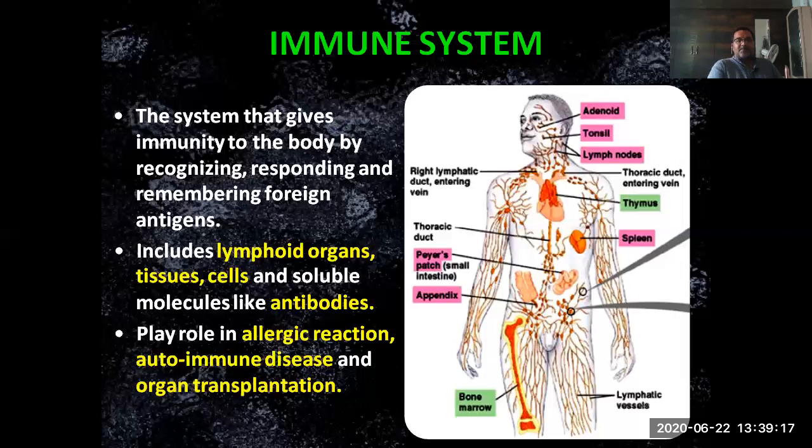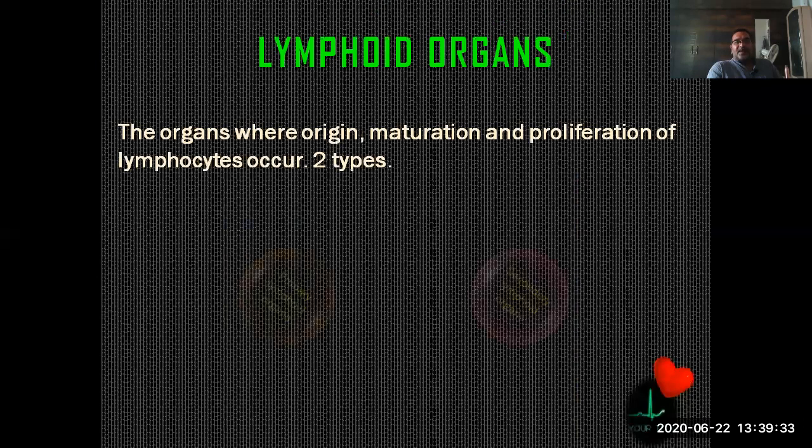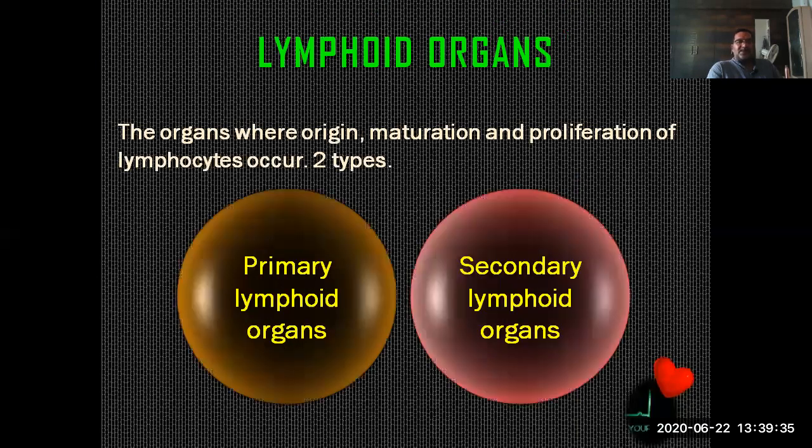It includes lymphoid organs, tissues, cells, and soluble molecules like antibodies. They play a role in allergic reaction, autoimmune disease, and organ transplantation. As I repeat, it is a very small area, but most of the time questions come from this particular area, and they are even repeated.